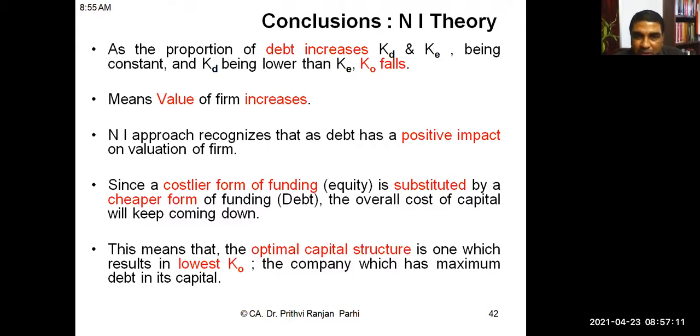Since a costlier form of funding, that is equity, is substituted by a cheaper form of funding, that is debt, the overall cost of capital keeps coming down. This means that the optimal capital structure is one which has the lowest KO. So when you try to arrive at the optimal capital structure, we look for where cost will be minimum, and value of the firm will be maximum. So this theory says cost will be minimum where you maximize debt, because more debt means overall cost is low.